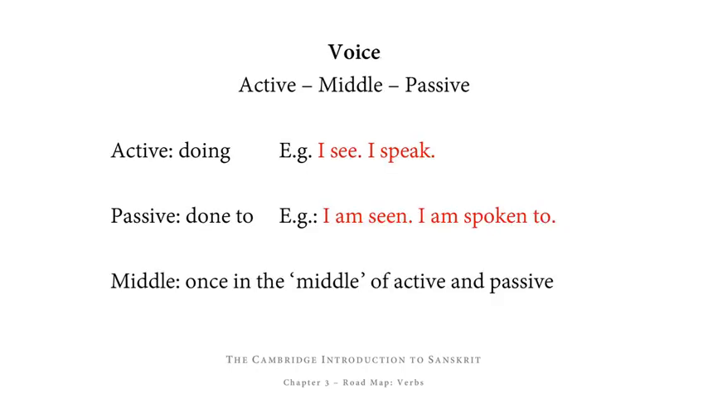Another everyday English word that's here used as a technical grammatical term is voice. And the Sanskrit verb is marked for three different voices, namely active, middle, and passive. Active and passive are basically like their English counterparts. The active refers to someone doing something, whereas the passive refers to someone having something done to them. So an active example in English would be I see or I speak. Passive examples in English would be I am seen or I am spoken to. The middle doesn't exist in English, and it's called the middle because once its meaning was in the middle of active and passive.